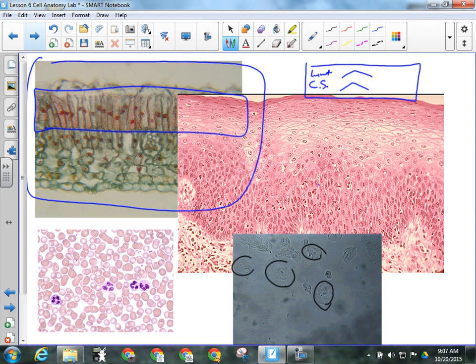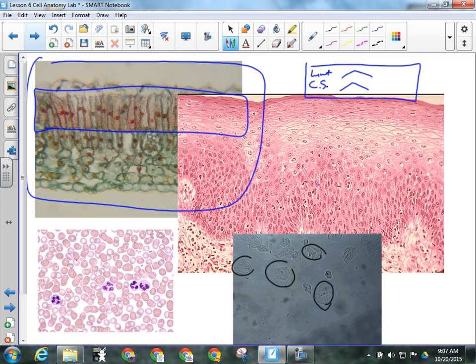So don't get embarrassed is basically what I'm saying. Everyone's going to have little pieces of food in this sample. But if it's really big and really dark, it's not a cell. It's probably some piece of fiber from your toast or bagel or whatever you had. Everyone follow me there? Okay. If you're not sure, call me over.